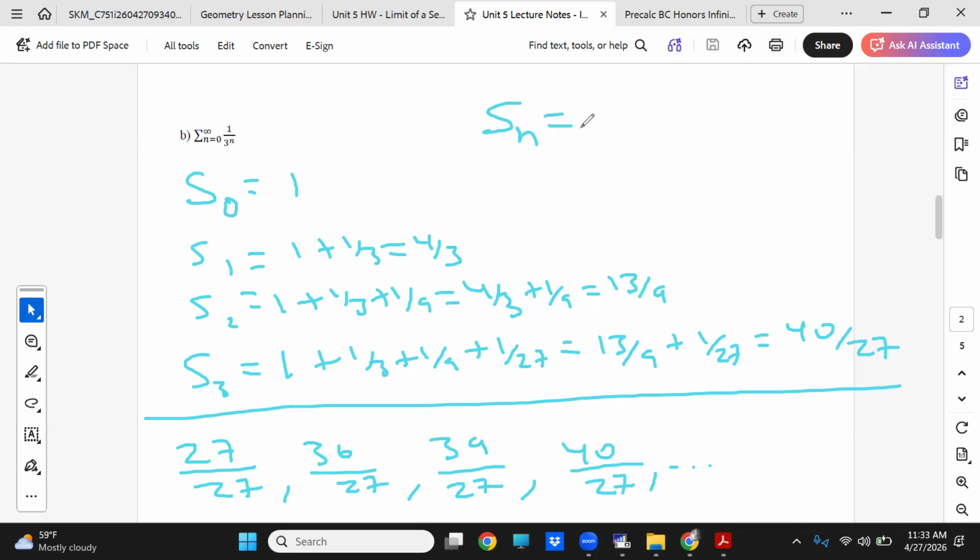If you think about it, how would I find each particular term? What would I do? You guys see how this is a geometric sequence? What's your ratio? 1/3, right? So if you think about it, to write each explicit term, the first term is 1 already. We know this.